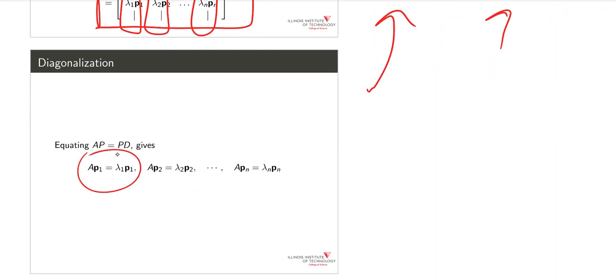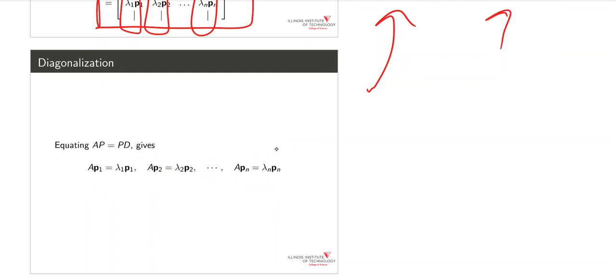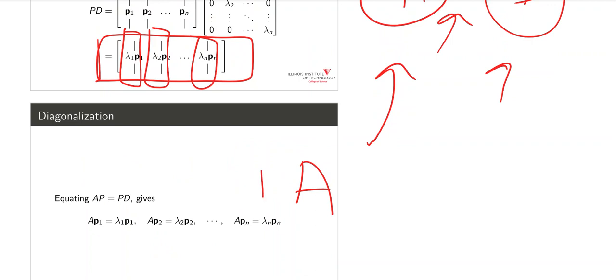That, my friend, tells you that P1 is an eigenvector with corresponding eigenvalue lambda 1. P2 is actually an eigenvector with corresponding eigenvalue lambda 2, and so on and so forth. So the conclusion is that if your A is diagonalizable, that means that there exist matrices P and D such that P inverse AP equals D, right?